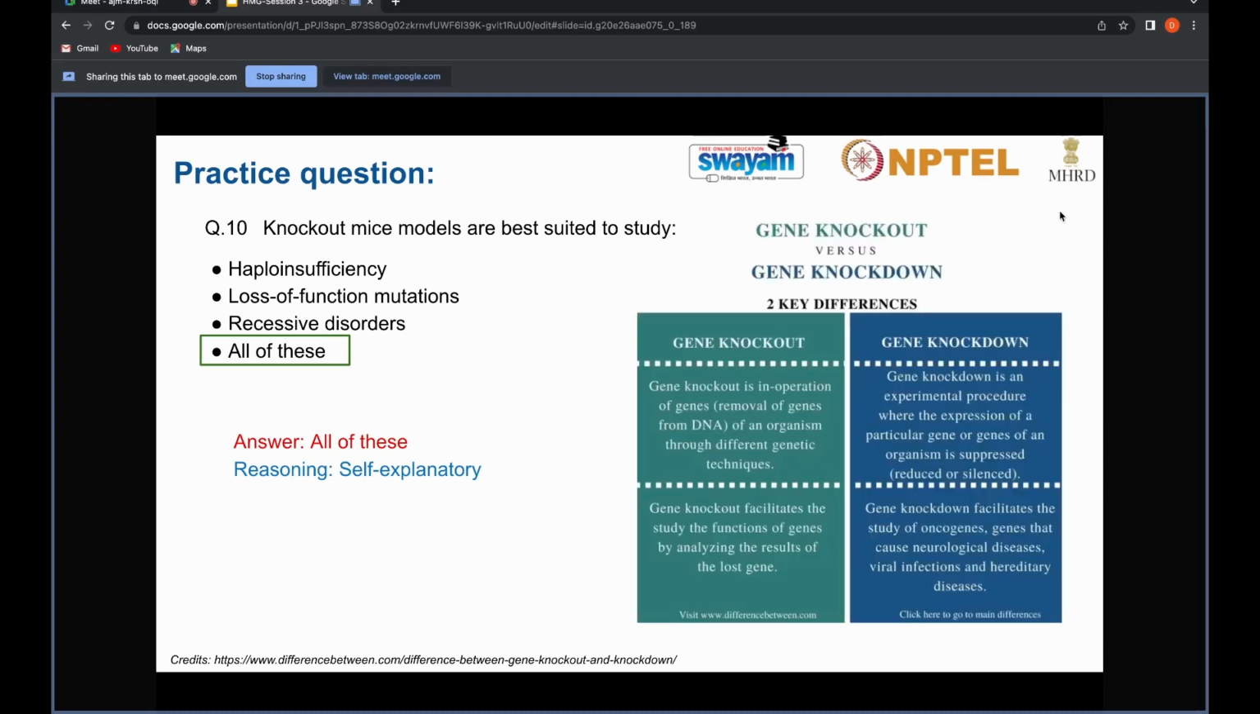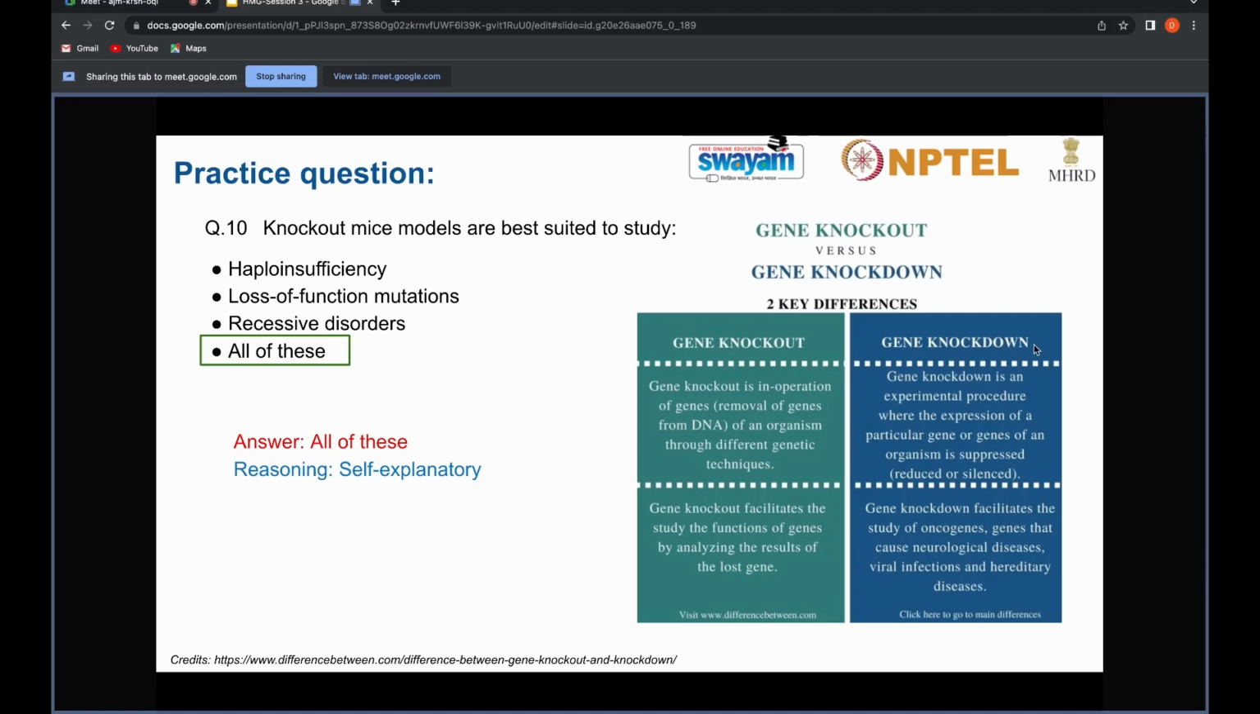In this, there is one more concept I want you to learn. There are two terms. One is knockout and another one is knockdown. These are not similar, these are different terms. When we say gene knockout, we mean that gene knockout is an operation on genes. That means removal of genes from the DNA of an organism through different genetic techniques. So knockout means you are removing the entire gene from the DNA sequence.